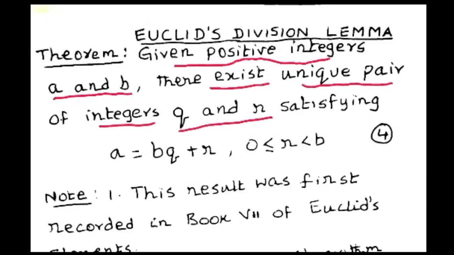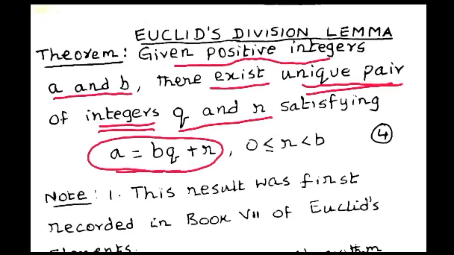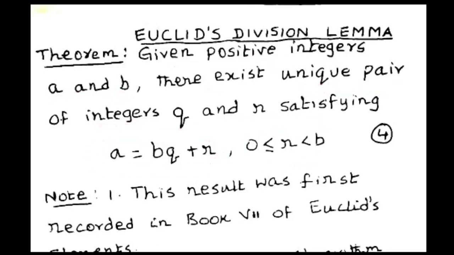integers Q and R. This is a unique pair. Unique pair of integers Q and R such that A equal to BQ plus R, that is, dividend equal to divisor multiplied by quotient plus remainder, and 0 less than or equal to R less than B. We have seen several examples. This is Euclid's division lemma.